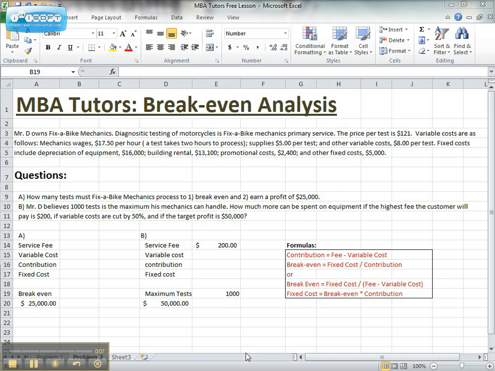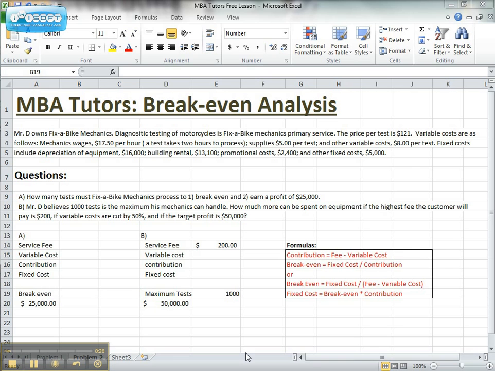The topic of today's lesson is break-even analysis, and we will be using Excel as our analysis tool pack. Let's look at the information provided in the problem. Mr. D owns Fix-A-Bike Mechanics. Diagnostic testing of motorcycles is Fix-A-Bike Mechanics' primary service.